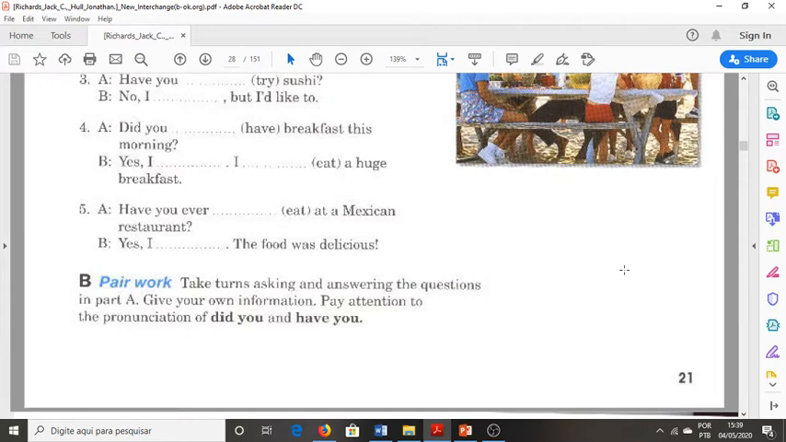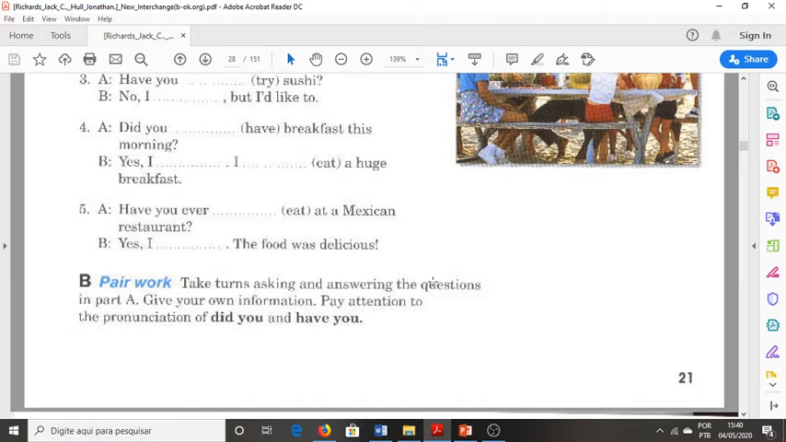The pair work says, take turns asking and answering the questions in part A, in the previous part. Give your own information. Pay attention to the pronunciation of did you and have you. So here in this pair work, after doing the exercise on pronunciation, after studying grammar, after doing a controlled practice, they're going to have a free conversation giving their own information. This is totally related to the communicative approach.